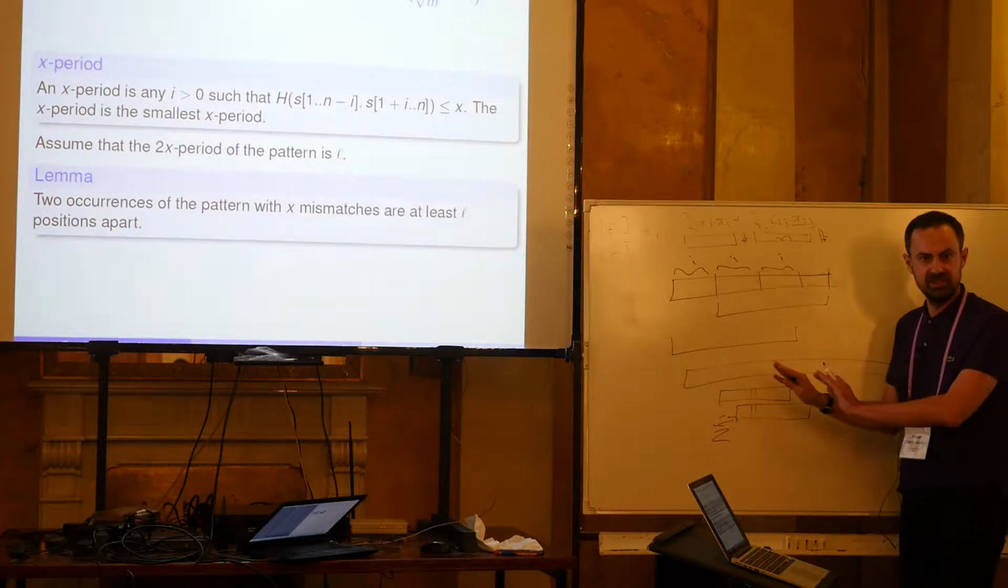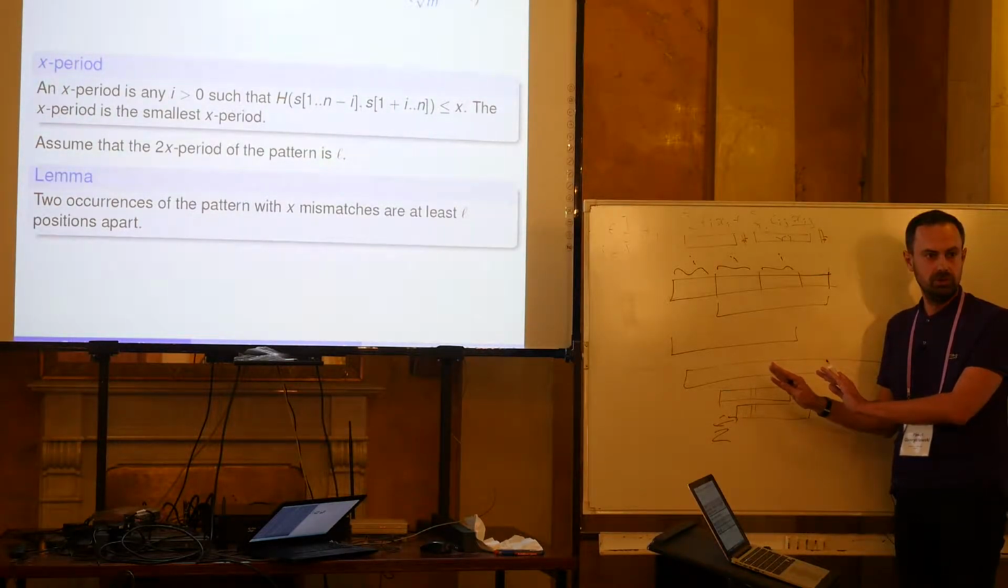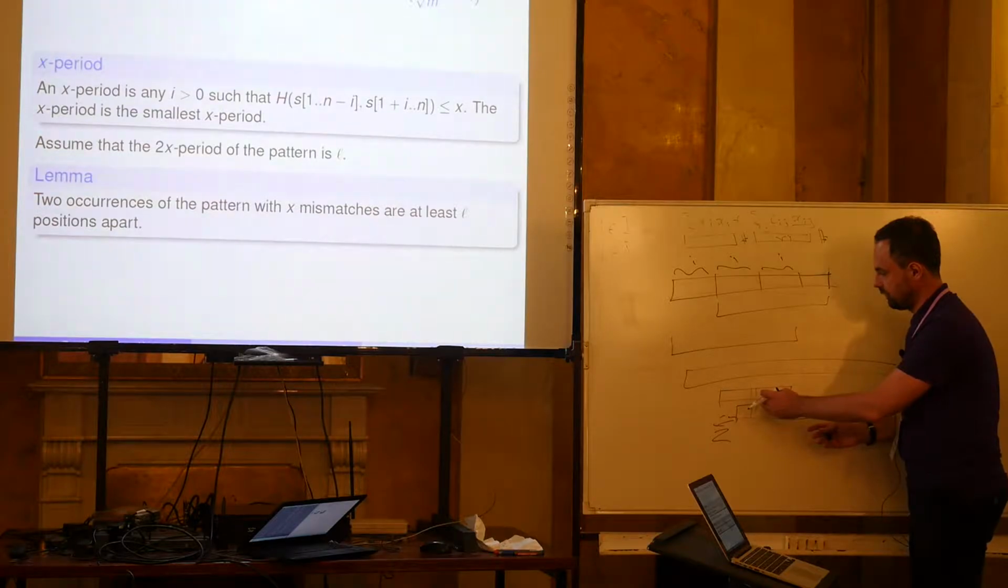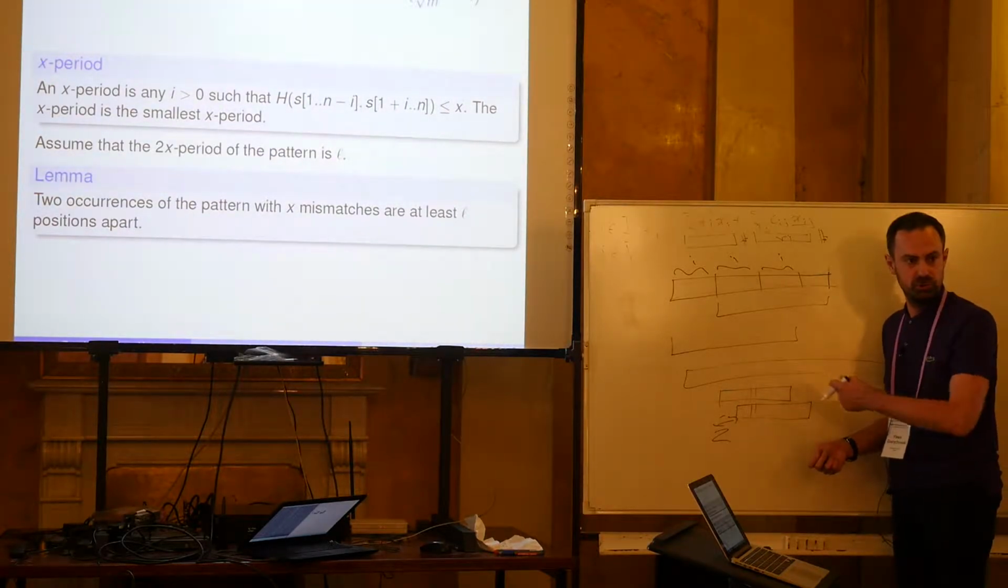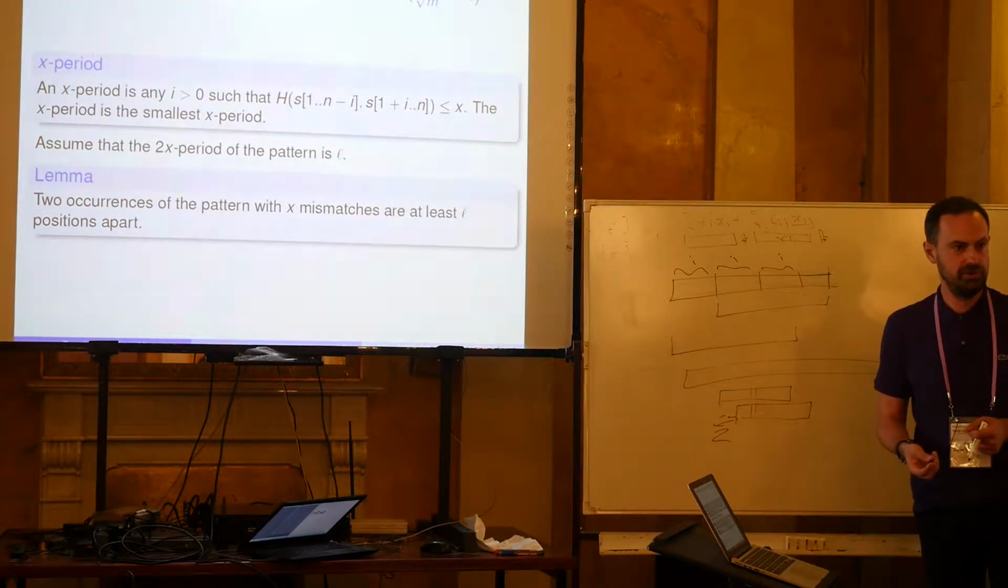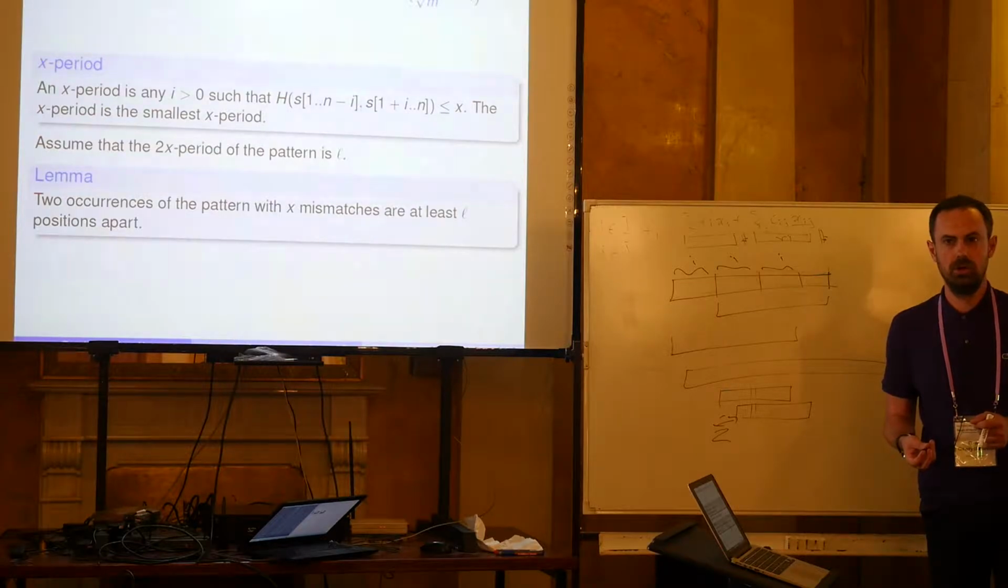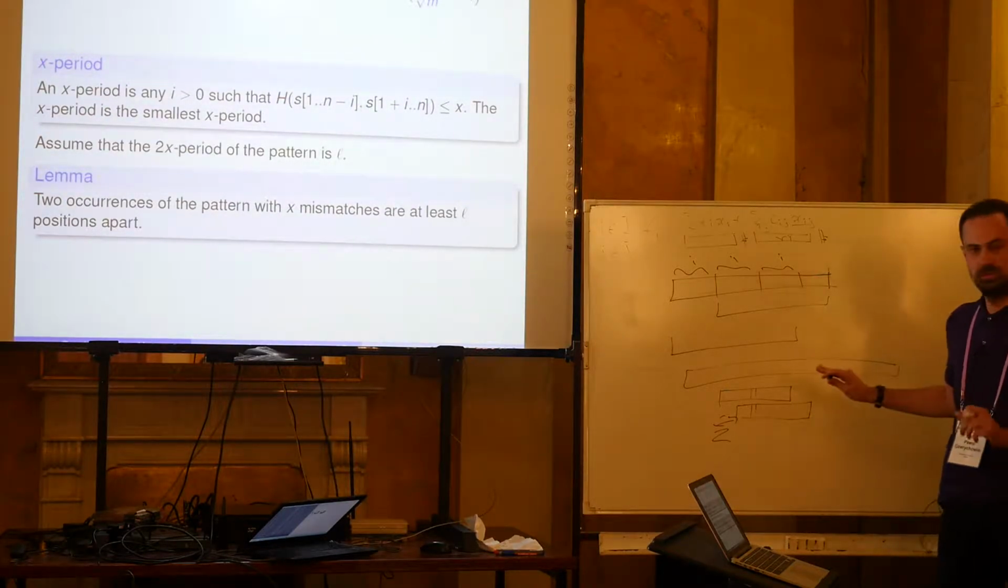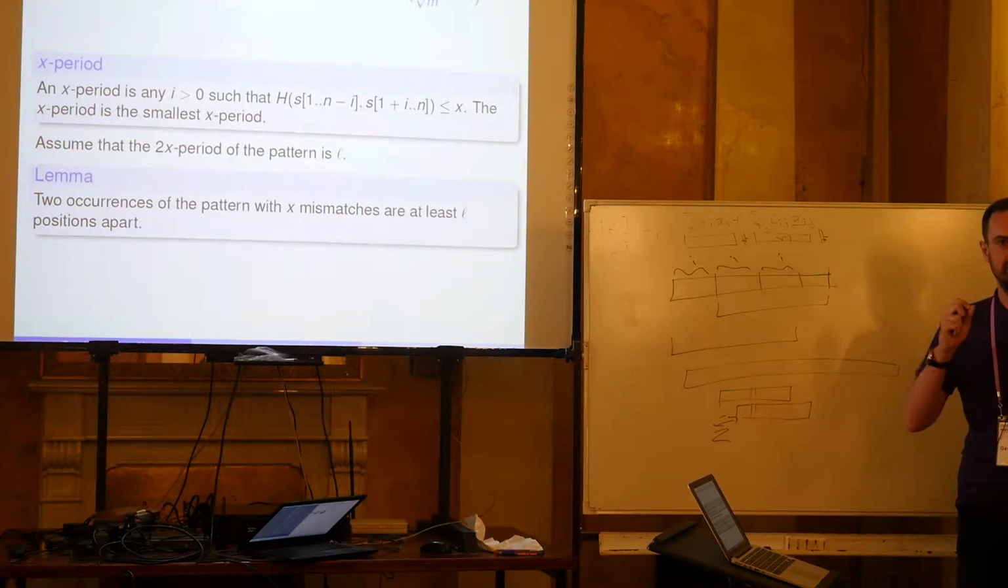Does it make sense what I'm trying to say? If I have a mismatch here, I need a mismatch in at least one of those two occurrences. Otherwise, they are the same as the character in the text, so they are equal to each other. Okay? Can you see what I mean?